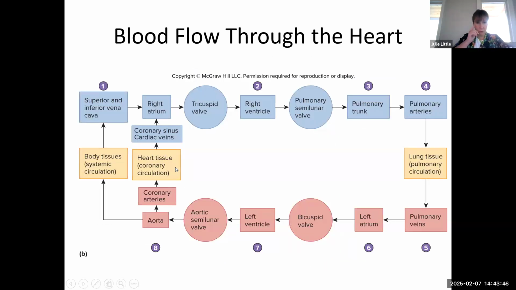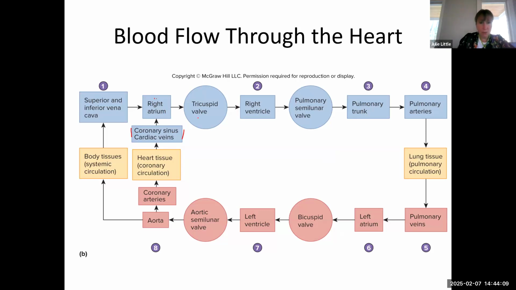Okay, here is blood flow through the heart. And I kind of like this diagram a whole lot because it starts with the superior and inferior vena cava. And remember, they dump into the right atrium. But what else dumps into the right atrium? This coronary sinus. The cardiac veins are delivering blood to the coronary sinus. So this right atrium receives blood from the coronary sinus and the superior and inferior vena cava.